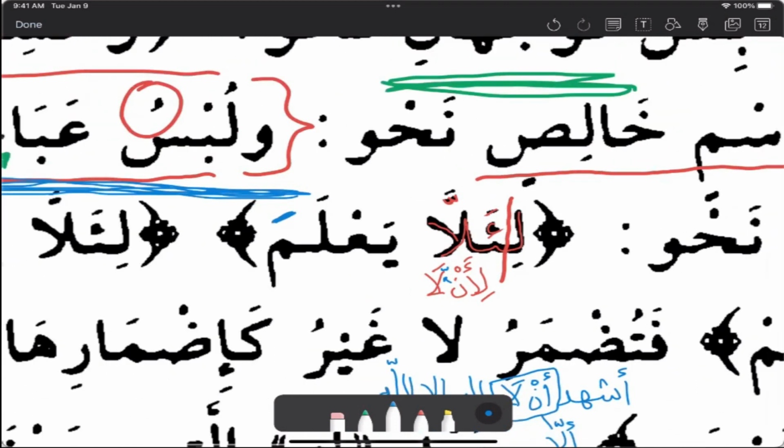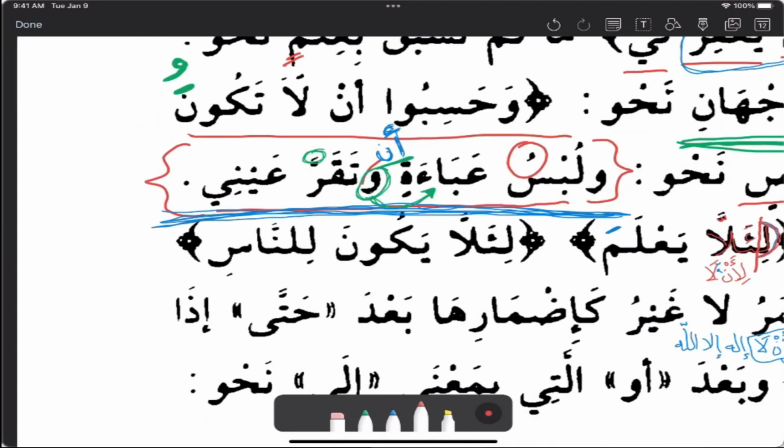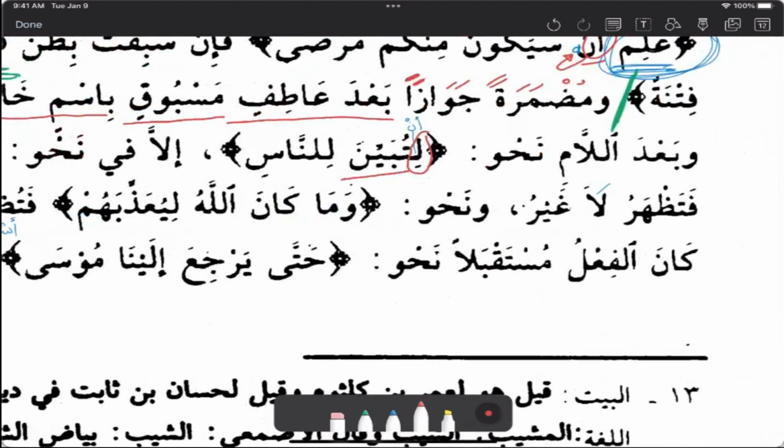Li alla ya'lama. Ibn Hisham says, not in this case though, even though there's a lam here, you need to say the N and you can't hide it. Li an la, li alla ya'lam, and also here, li alla yakuna linnas. Why do you have to say it? We'll see what the author has for us, inshallah. فَتَظْهَرُ لَا غَيْرٍ. In those two cases, the N has to appear, and there's no other way. If you hide it, it would be incorrect.